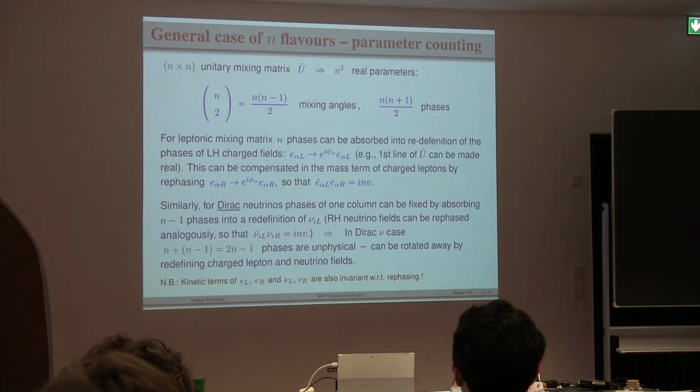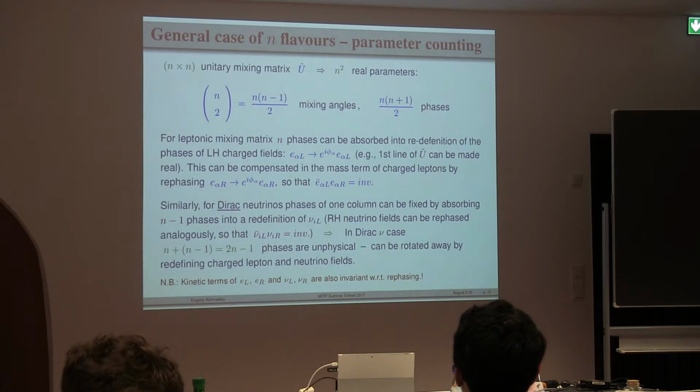Again, like for charged leptons, the mass terms for Dirac neutrinos can still be left invariant if we use the same phase transformation for right-handed fields. And of course, we can do it because right-handed fields do not enter into the charged current interaction Lagrangian. They are completely unobservable in this case. So it's up to us completely.